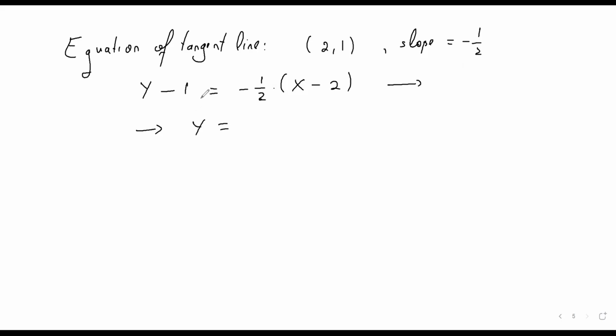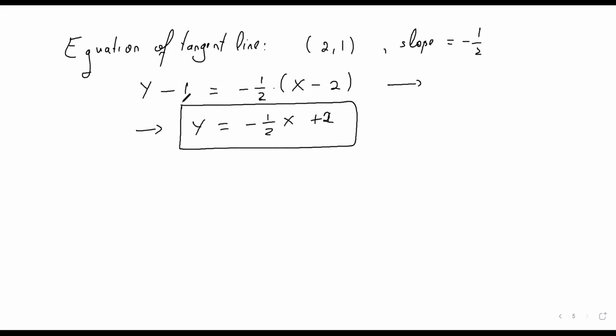So y equals negative 1/2 x. Over here on the right side, we also had plus 1/2 times 2. Negative 1/2 times negative 2 is plus 1. Plus 1, but then we have another plus 1 from here, so that's going to be plus 2. And that's going to be the formula for the tangent line.